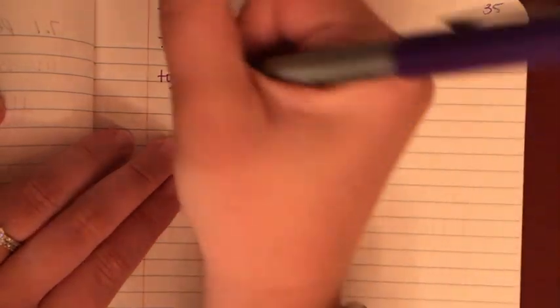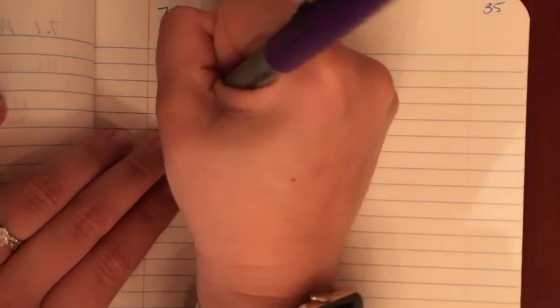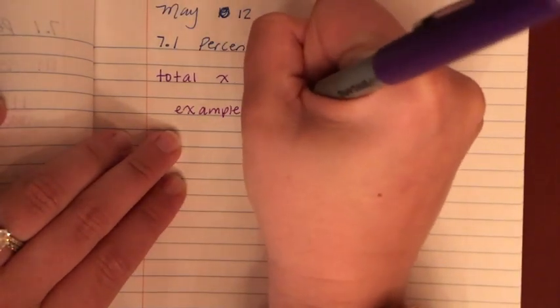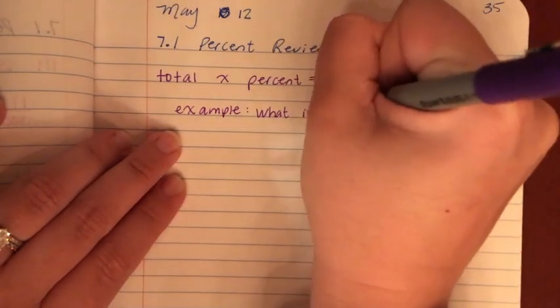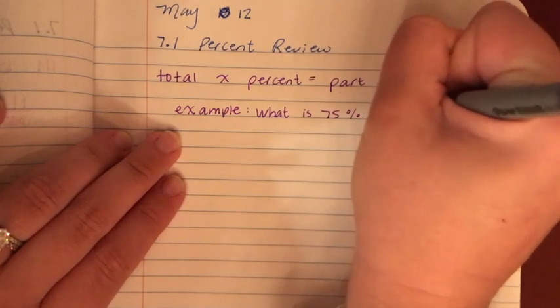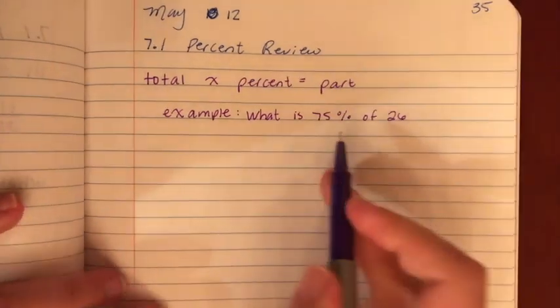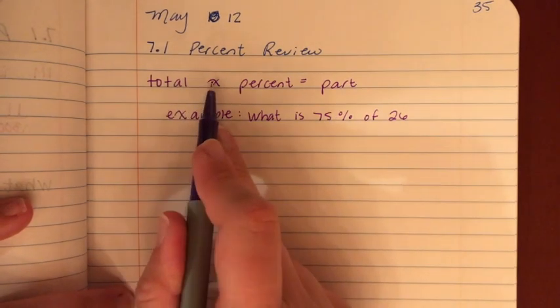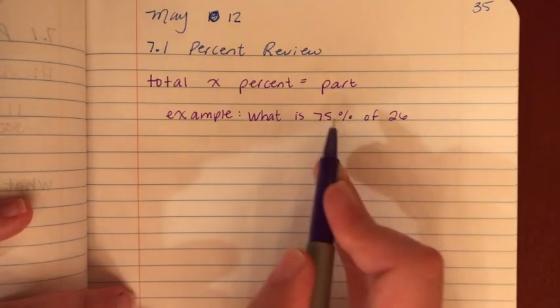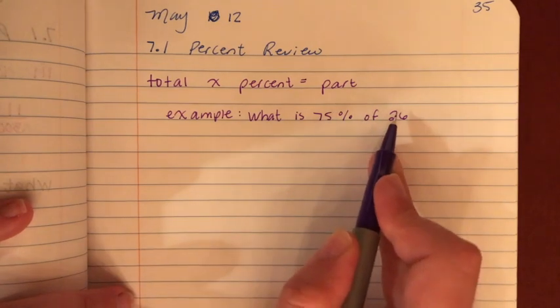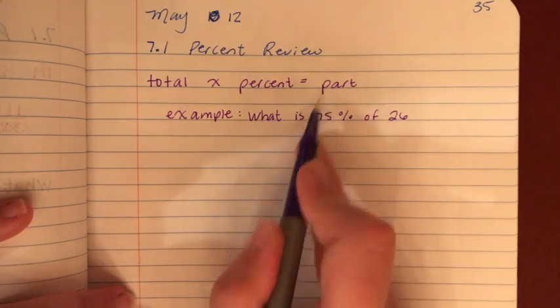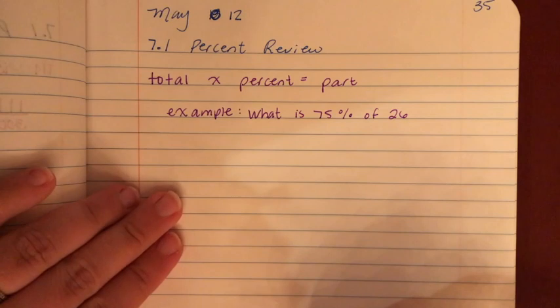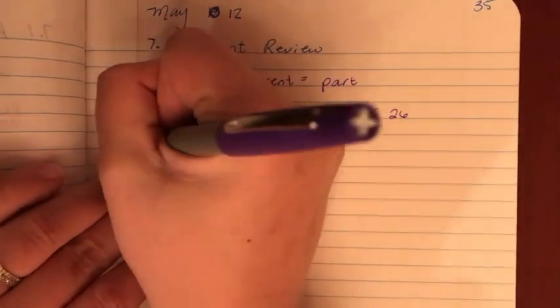So an example of this would be, what is 75% of 26? So to solve this, I was given the total and the percent. So I would do total times percent, and that's going to give me 75% of 26, because I'm finding a part of 26.